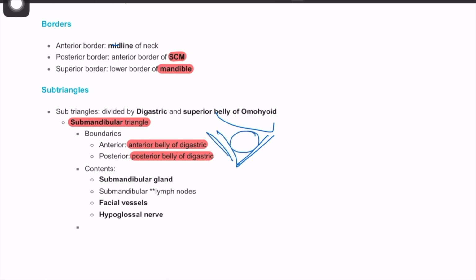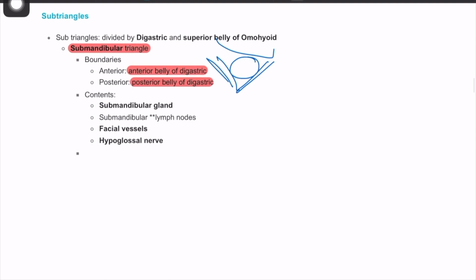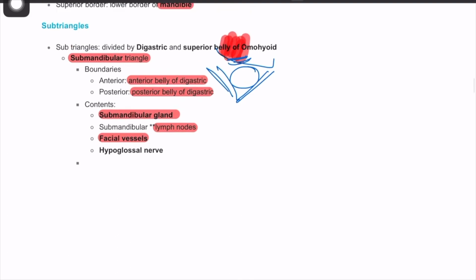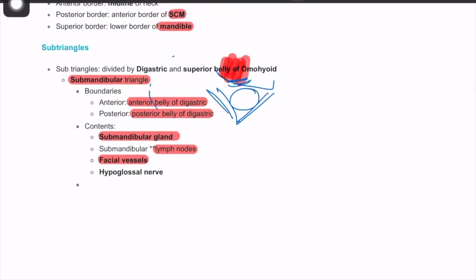So, and it contains mainly the submandibular salivary gland and some submandibular lymph nodes as well. The facial vessels, artery and vein, which will be just anterior. If you have the masseter muscle, you will have the vein and the artery just anterior to it. You'll have a nice diagram that will be shown in a bit, and also the hypoglossal nerve.